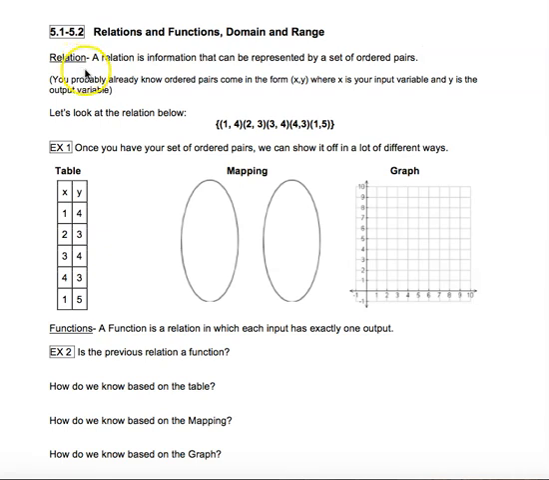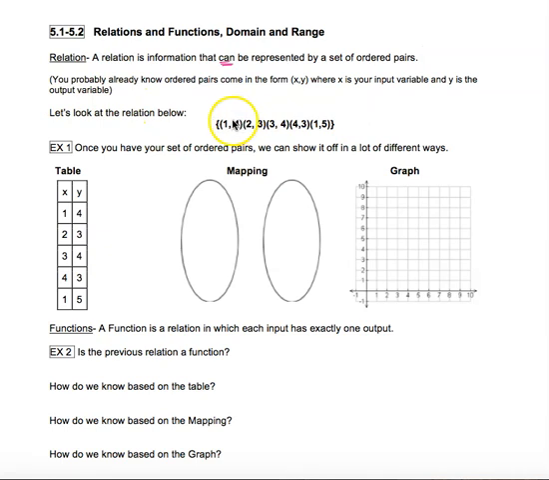All right, so a relation is information that can be represented by a set of ordered pairs. Now, the key words here are can be represented by a set of ordered pairs. It doesn't mean it's always given to you in that format. You probably already know that ordered pairs come in the form x comma y. X is considered your input variable, Y is considered your output variable. So any type of information that can have an input and output set is going to be a relation.